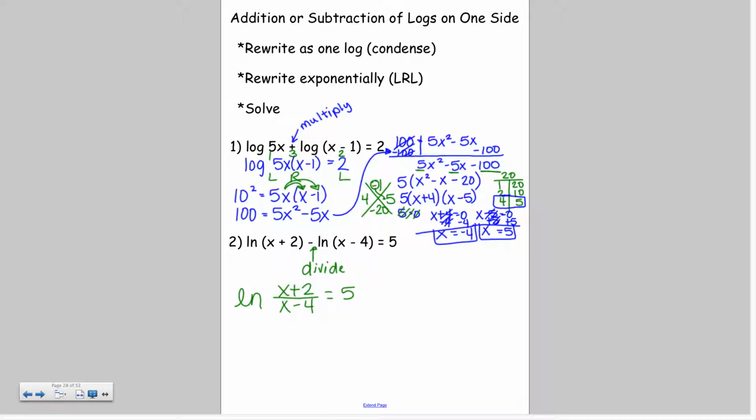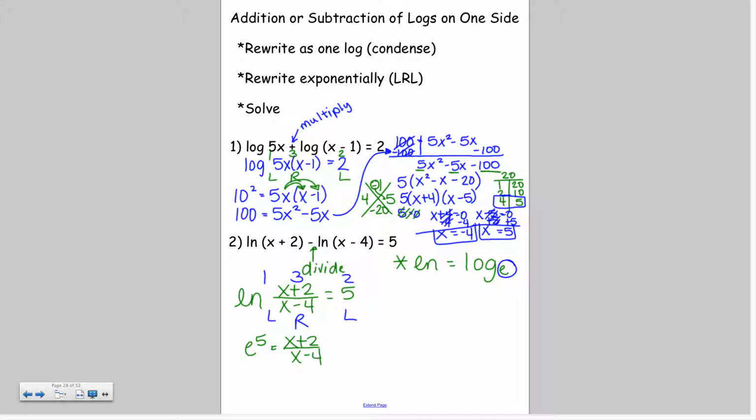All right, now we can do left, right, left, or 1, 3, 2. Now you have to remember that the natural log, the ln, is also the same as log base e. So my base that I'm going to take is going to be that e. Okay? So I'm going to have e to the 5th is equal to x plus 2 over x minus 4.